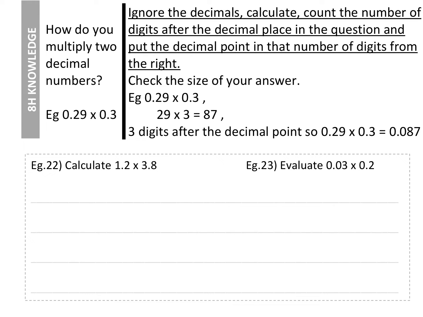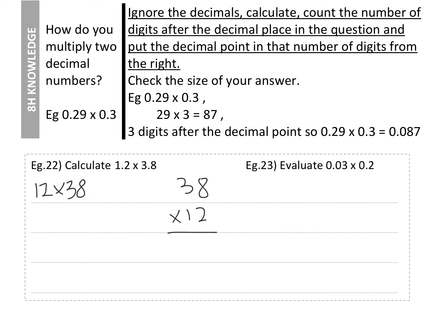Example 22. Calculate 1.2 times 3.8. So we ignore the decimals and do 12 times 38. I couldn't do that off the top of my head, so I'd put it at the side here. 38 times 12. I like multiplying by the smaller number, so I'd put the 12 on the bottom. And I do 8 times 2 is 16. 2 times 3 is 6, plus 1 is 7. And then times 2 by 10, put a 0 down. And we'd have 1 times 8 is 8, and 1 times 3 is 3.